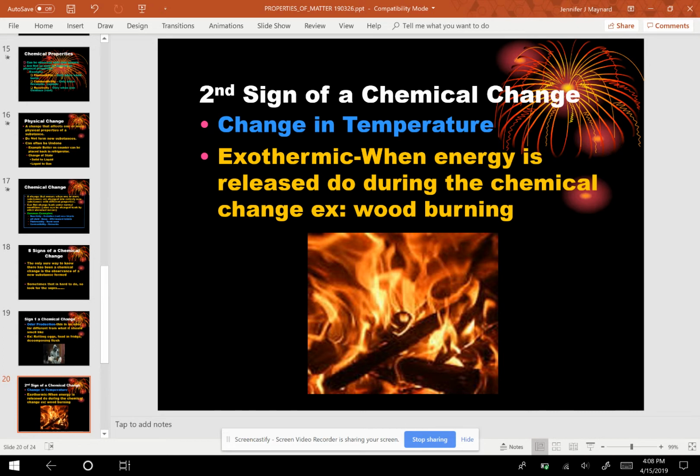A second sign of a chemical change is a change in temperature. So this is where we have two changes in temperature. The temperature can go up or the temperature can go down. If you observe a temperature going up, that's exothermic.